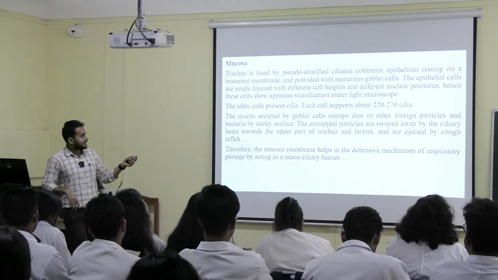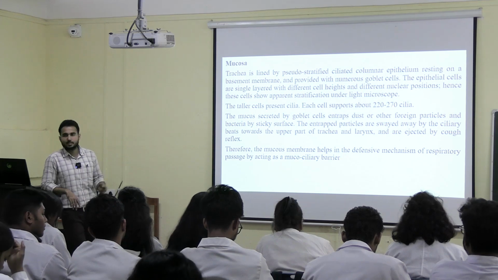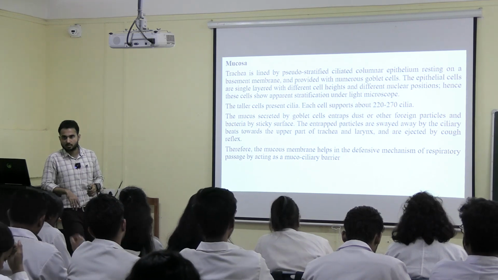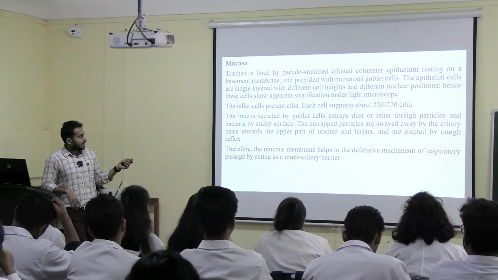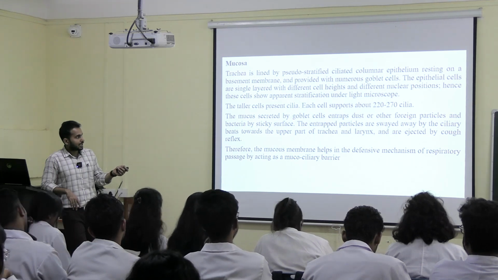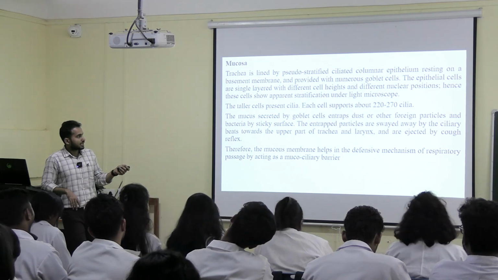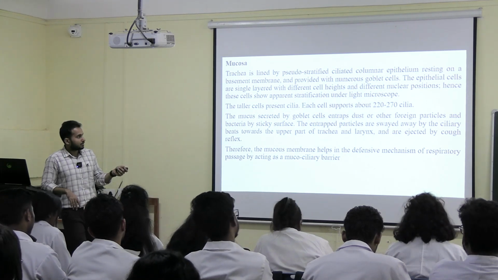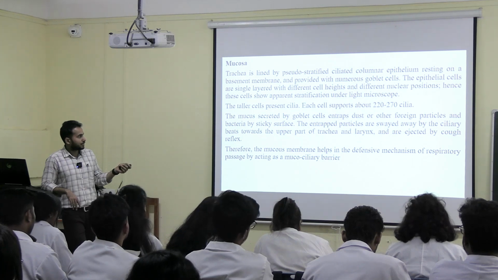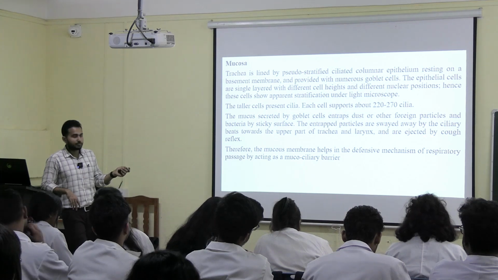Next, the cilia is present. Each cell supports approximately 220 to 270 cilia on its surface. Then mucus, which is secreted by the goblet cell, will entrap the dust and other foreign particles. Now these entrapped particles are thrown away by the ciliary beats towards the upper part of the trachea and the larynx, and that is ejected out by cough reflex.